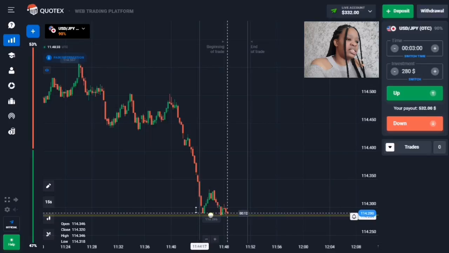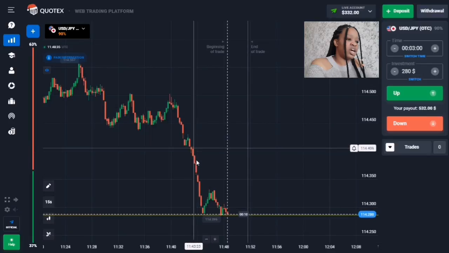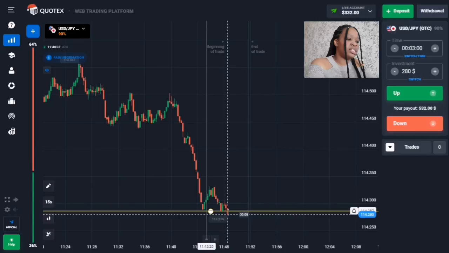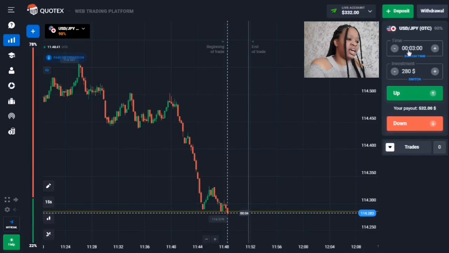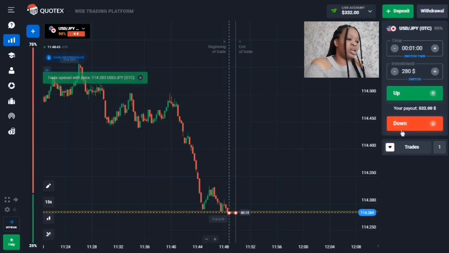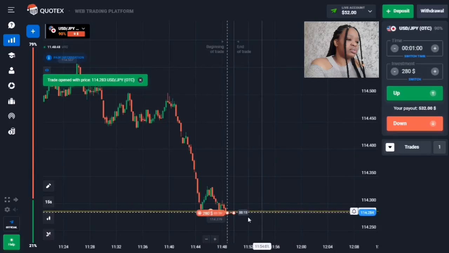Well guys, here we can see that there is a very good strong downward movement. Also we can see the support level here, and also that the price is sticking here. So I think we need to open a 1-minute trade down and wait for the results.